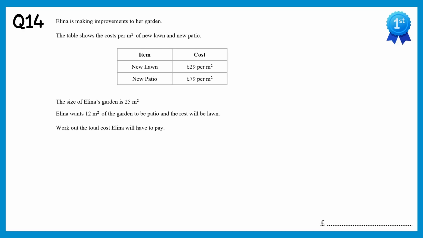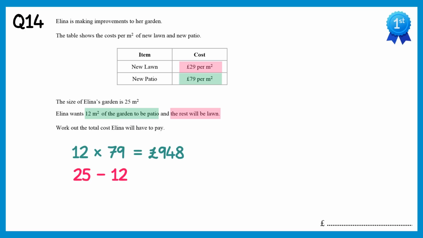For this question, Alina has 12 square metres of patio, which costs £79 per square metre. So we'll do 12 times 79, which gets you a cost of £948. We also know that the rest of the garden will be lawn, and that costs £29 per square metre. In the question, we're told the garden size is 25 square metres, and she's already used 12 square metres for patio. Since the rest will be lawn, we can do 25 take away 12, which gets you 13. This means there will be 13 square metres of lawn. So now we can do 13 times 29, which gets you £377.